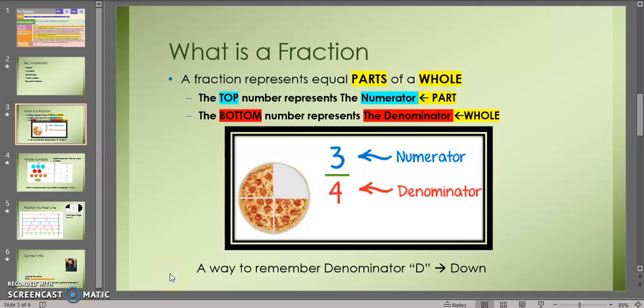Lastly, on the bottom, find ways for students to memorize or learn the difference between numerator and denominator. I wrote on the bottom a way to remember denominator. It starts with the letter D, and down starts with the letter D as well. Making connections with vocabulary can build students' understanding of the math concepts to previous knowledge that they have learned.